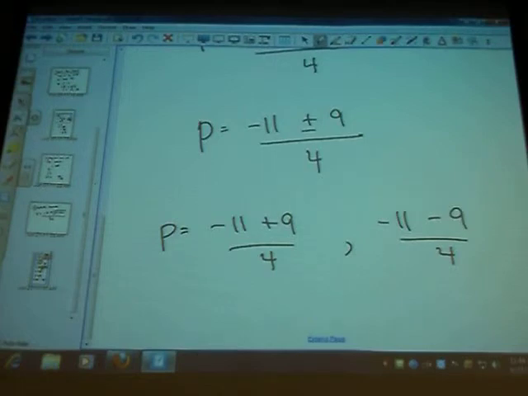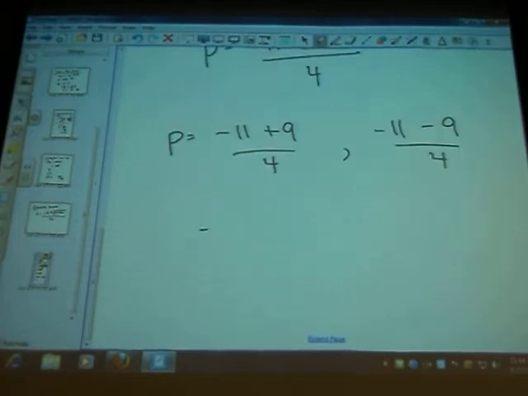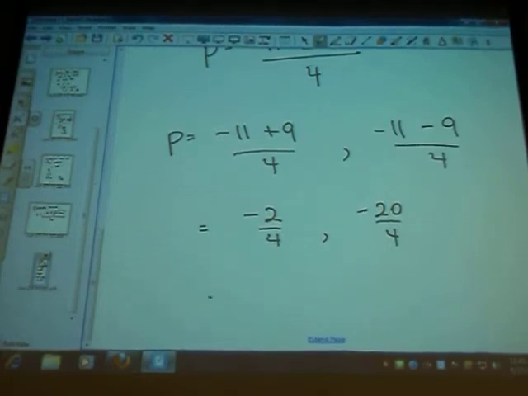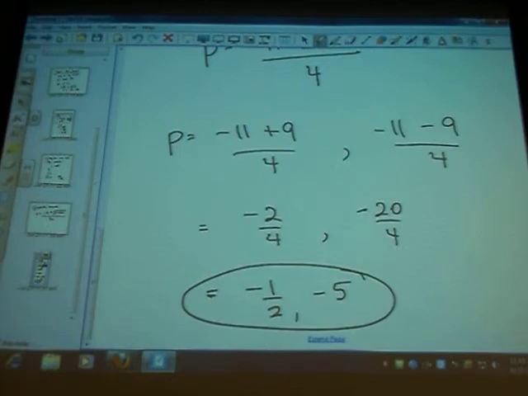And then I just want to simplify those two fractions. So negative 11 plus 9 is negative 2 over 4. Negative 11 minus 9 is negative 20 over 4. And then simplify those into negative 1/2 and negative 5. Those are my two answers. Right.